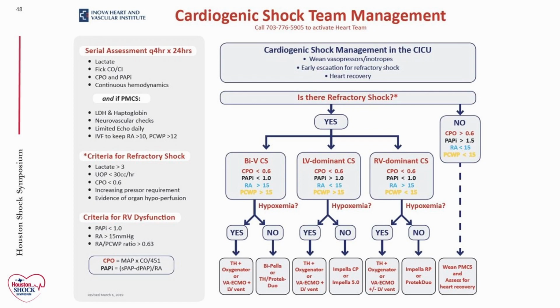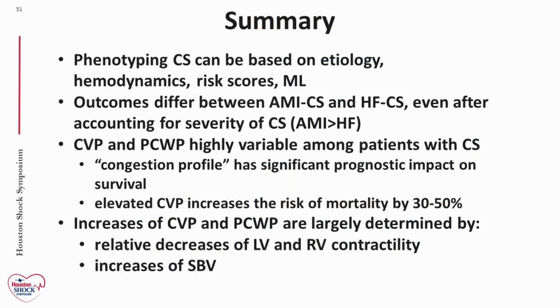And I'm sure that as we learn more, maybe from machine learning, where we can go deeper into other factors aside from hemodynamic phenotyping, that will get the patients to the right therapy as quickly as possible. I think that's really the main reason for phenotyping, is getting the patient to the right therapy as quickly as possible. So in summary, phenotyping shock can be based on etiology, hemodynamics, risk scores, machine learning, or other factors that we have not yet considered.